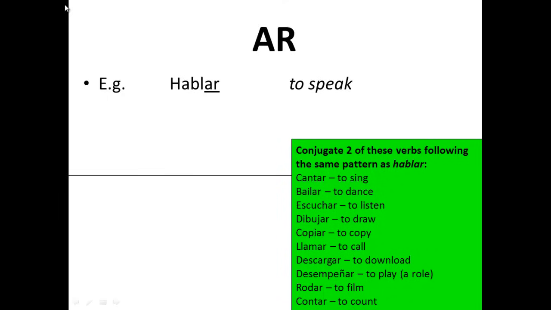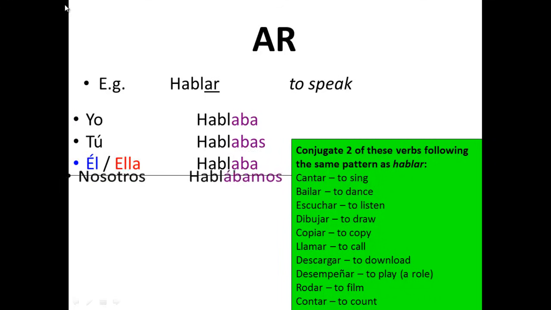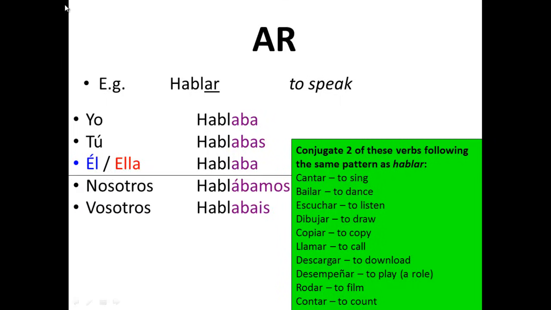Let's look at hablar, to speak. Hablaba, hablabas, hablaba, hablábamos, hablabais, hablaban. Now remember, these all mean I used to, you used to, he, she used to, etc. Or I was speaking, you were speaking, he or she was speaking, etc. Okay, so copy down hablar and then conjugate 2 of these other verbs following the same pattern as hablar. Pause the recording and do that now.